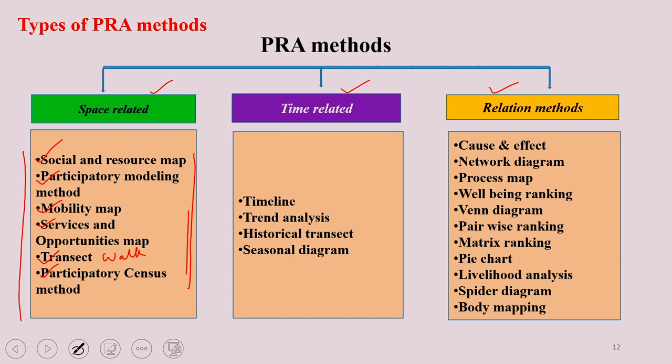Next is time related methods. In time related methods, we go for timelines, trend analysis, historical transect, and seasonal diagram. In relational methods, we go for cause and effect, network diagram, process map, and well-being ranking, which means how much wealth a particular household has, and their health status as well. Then Venn diagram, which all of you are aware of, pair-wise ranking, matrix ranking, pie chart, livelihood analysis, spider diagram, and body mapping. So there are various techniques under each of these three types of PRA, and we will be going through each one of them at a time.